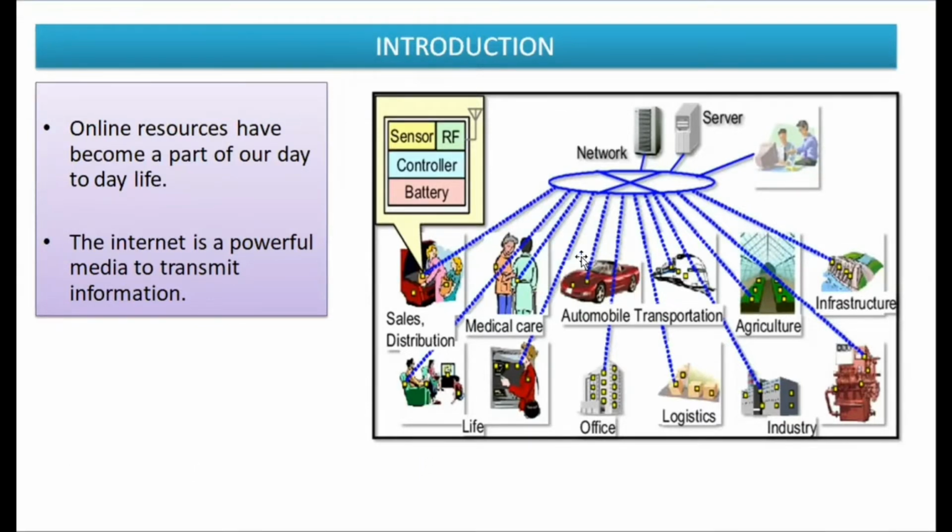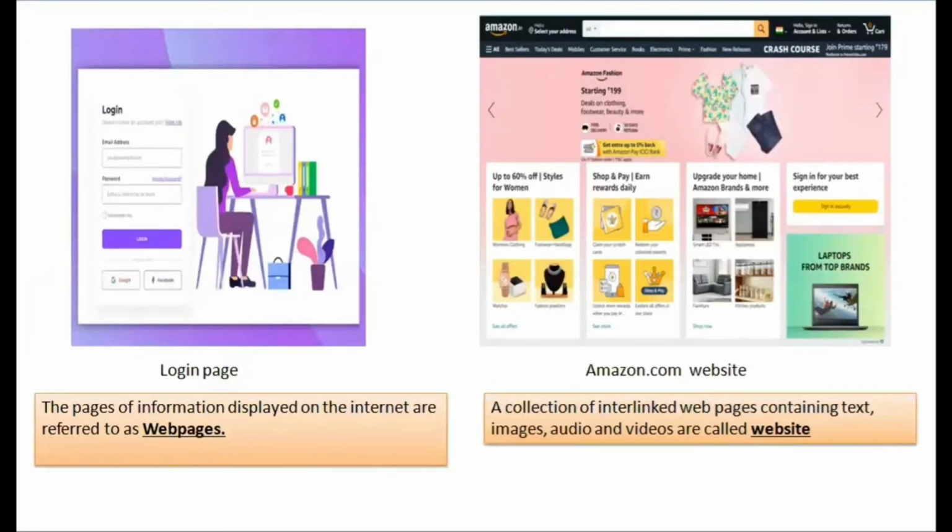Online resources has become a part of our day-to-day life. The internet is a powerful media to transmit those information. The pages of information displayed on the internet are referred to as web page, whereas a collection of interlinked web page containing text, images, audio and video are called website. So on the screen you can see right side website is there and on the left side web page is there. So website contain the web page.